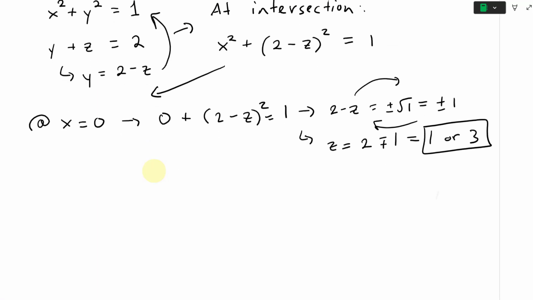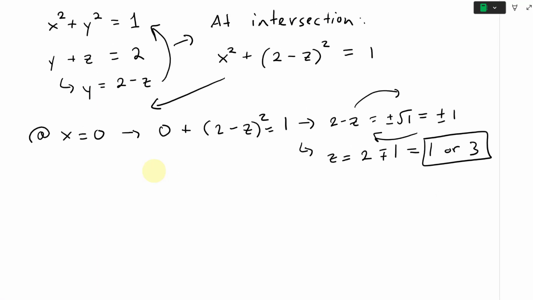All right, so we have that, and then we could plug that into y. So this means that y is equal to 2 minus z, which equals 2 minus 1. I'll just do it like this.